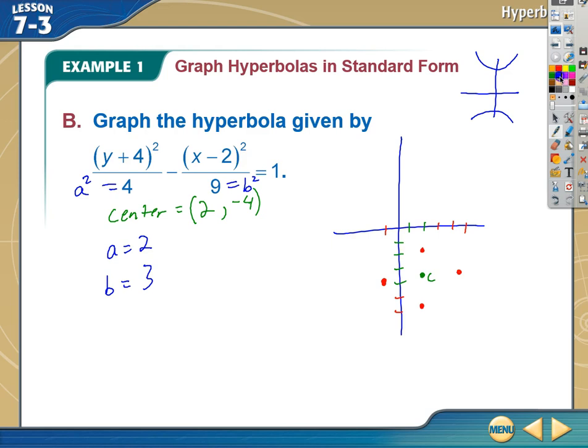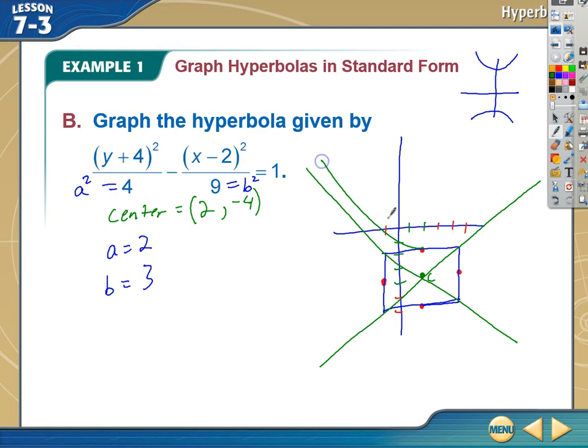And I can go ahead and make my box. Boom. And again, I make my diagonals. I'm not going to be as precise this time. And again, I have to be thinking of that picture in my brain. The picture in that brain tells me it's going to be here. Get really close to those. There it is.